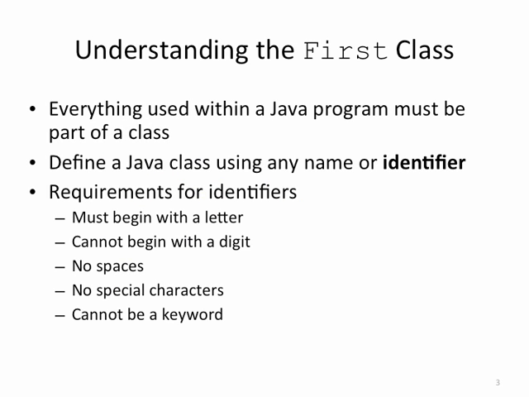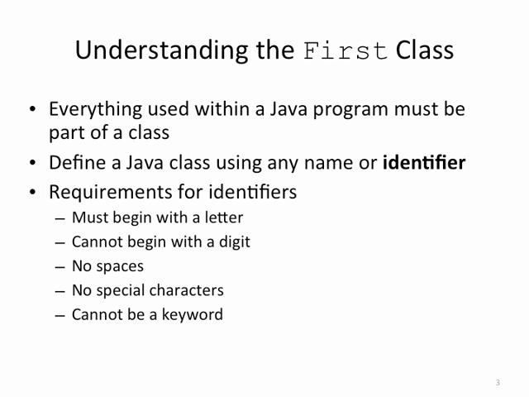Everything in Java must be part of a class. This particular class has the name FIRST, F-I-R-S-T. All classes must be named with an identifier. And the rules for naming identifiers are they must begin with a letter, they cannot begin with a digit, no spaces, no special characters, and they can't be a keyword.